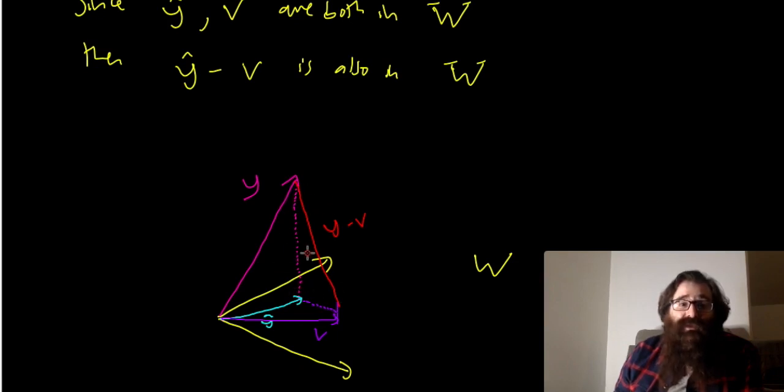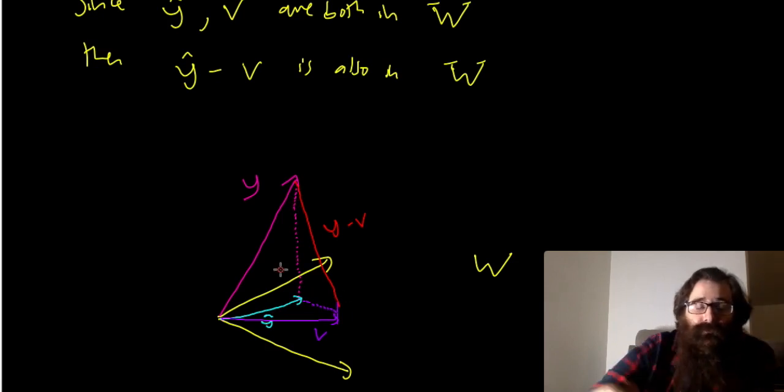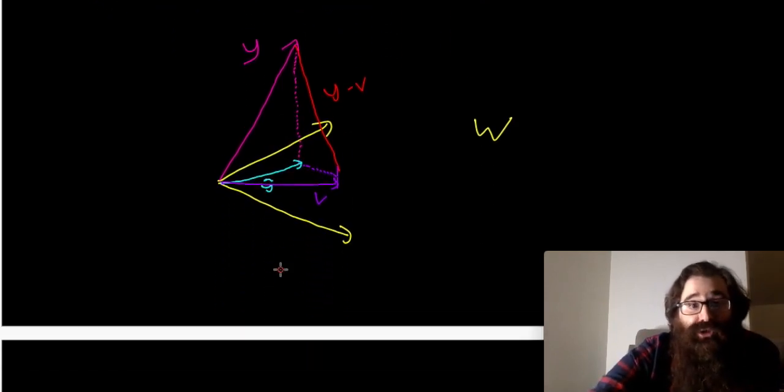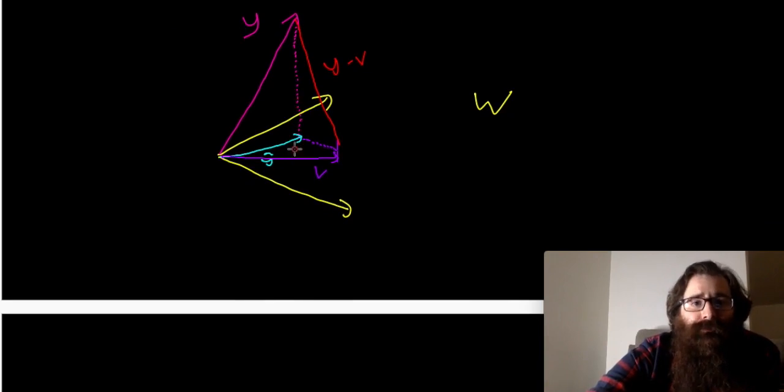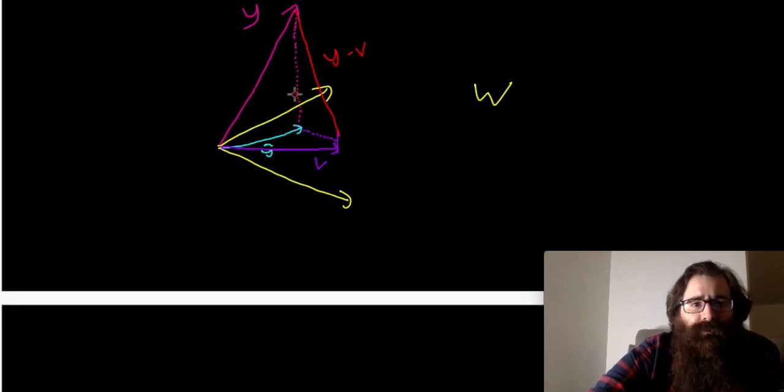You can see here in the picture that the distance that y hat is away from y is going to be smaller than the distance that y is from v. But let's actually show this is true. Let me get a nice little picture of this up close and personal.